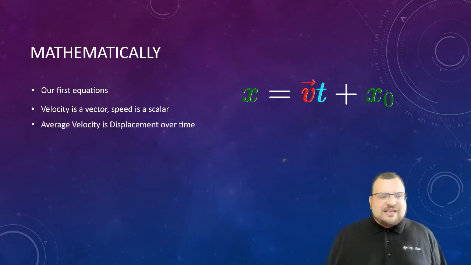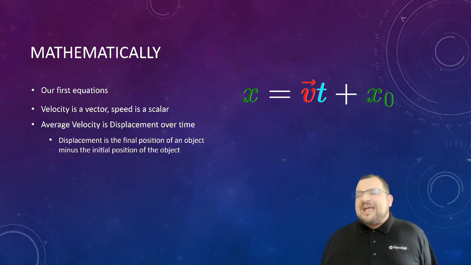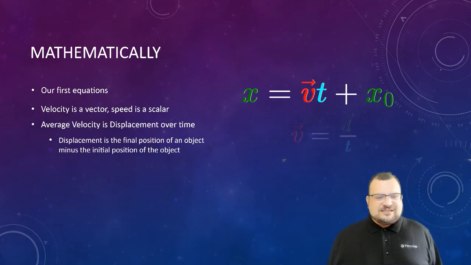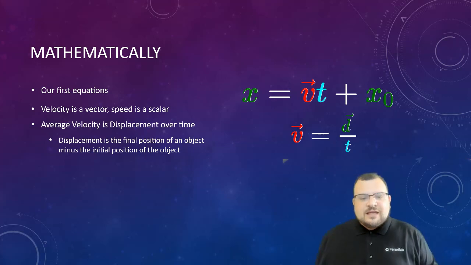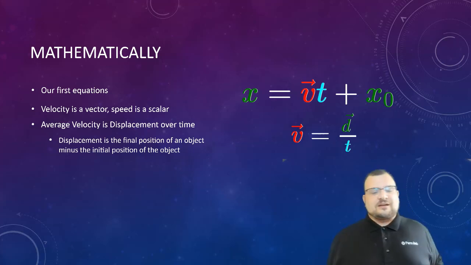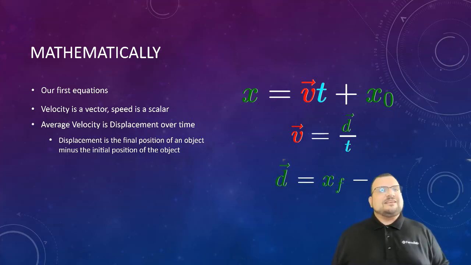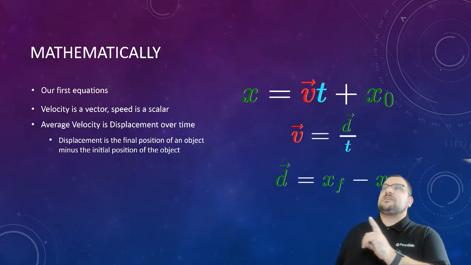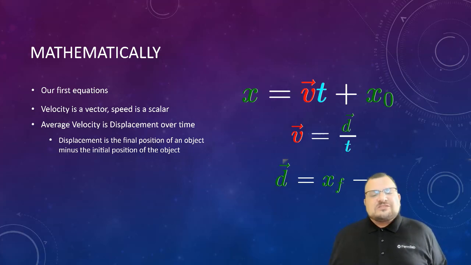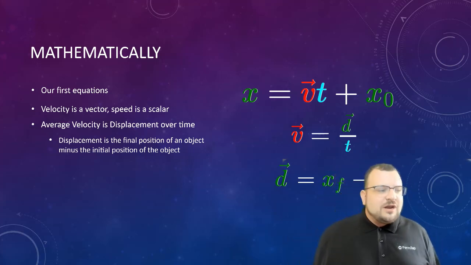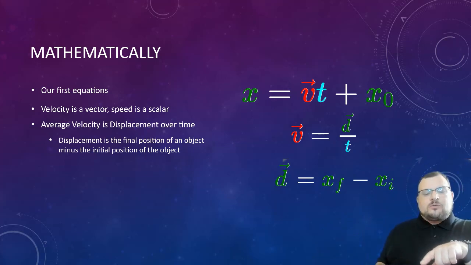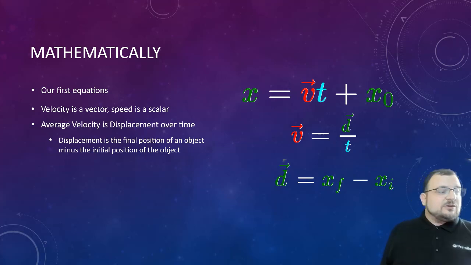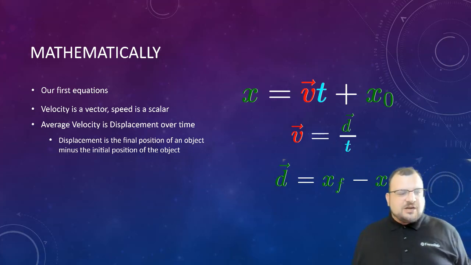So average velocity, that's going to be displacement over time. And displacement's just the final position minus the initial position. So here we have velocity, again, with the vector arrow, equals displacement with the vector arrow over time. And displacement is that final position minus the initial position. And so this gives us a really good idea of what's going on. Also, you can notice that if you were to replace the displacement in that velocity equation up there, you could then rearrange that to get that first equation that I showed.